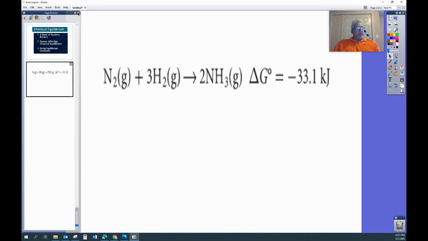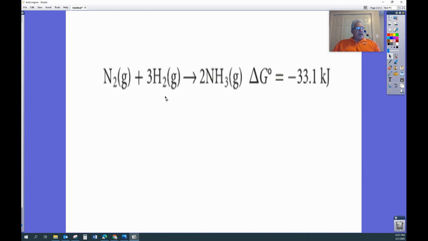In this chemical reaction, we have nitrogen reacting together with hydrogen, producing ammonia, and the free energy of the forward reaction is negative 33.1 kilojoules. This reaction can eventually reach equilibrium, and the rate of the forward reaction will equal the rate of the reverse reaction. So this is one of the features of equilibrium, where the rate of the forward reaction equals the rate of the reverse reaction. That will be one of the main characteristics of chemical equilibrium.